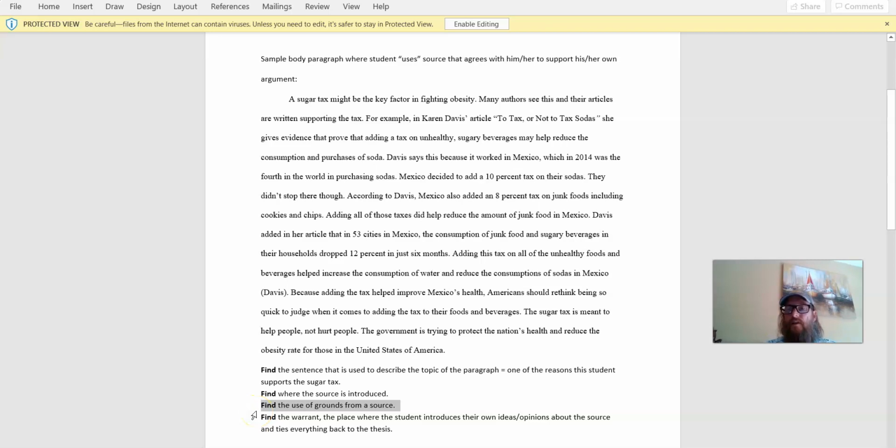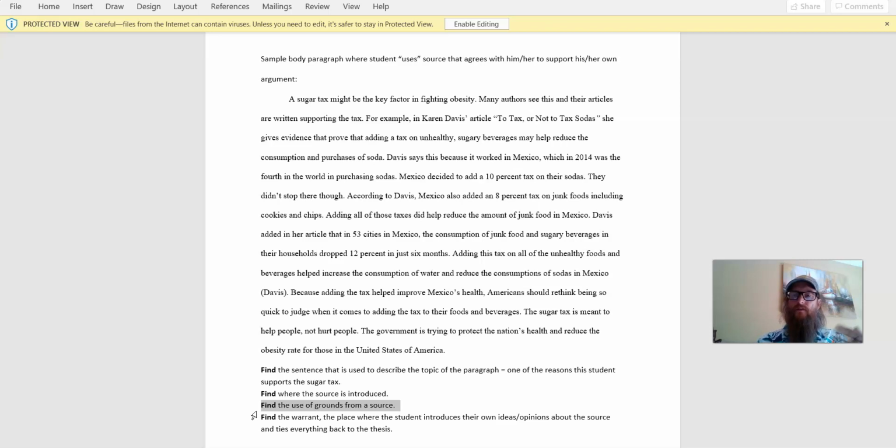Well, here's a hint if you had trouble finding these. Grounds are always facts, right? They're either numbers, they're statistics, they're things that are already proven, right? So if I said, well, we should have a sugar tax to help fight obesity, and you said, Jeff, what are your grounds? And I said, because I really think it'll help. It's really going to help a lot, right? There's no facts there. There's no grounds there, right?